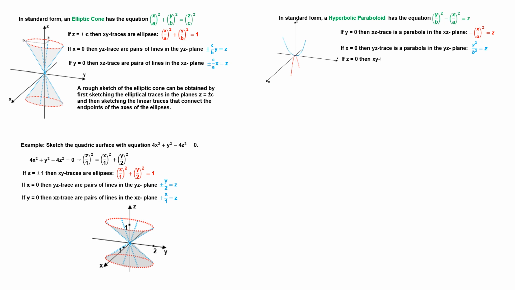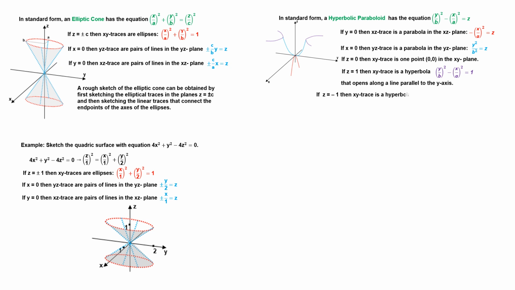If z equals 0, then xy trace is one point in the xy plane. If z equals 1, then xy trace is a hyperbola that opens along a line parallel to the y-axis. If z equals minus 1, then xy trace is a hyperbola that opens along a line parallel to the x-axis.